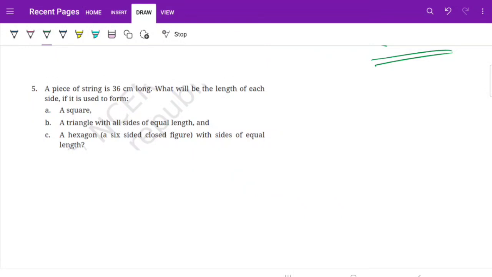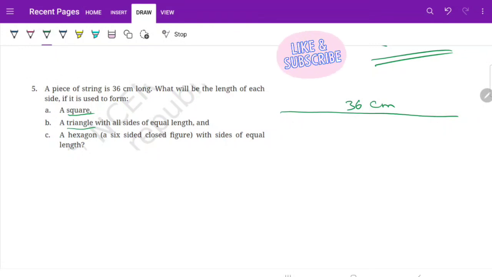Now 5th question. A piece of string is 36 centimeter long. Think that a string something like this. It is 36 centimeter in length. What will be the length of each side? If this string is converted to a square, what will be the length of the side? That we need to find. If this string is converted to a triangle, then what about the side? Length of the side. Find for hexagon.